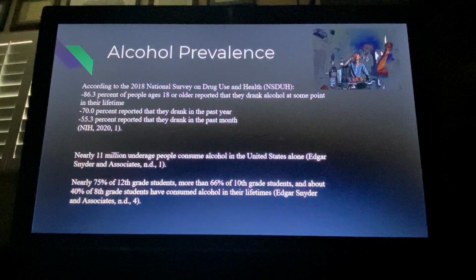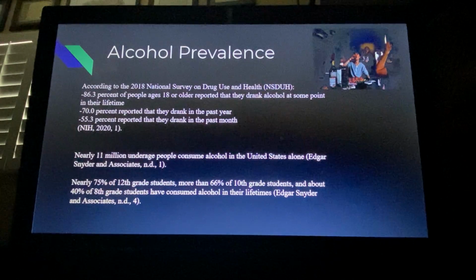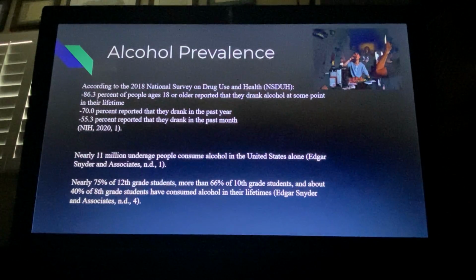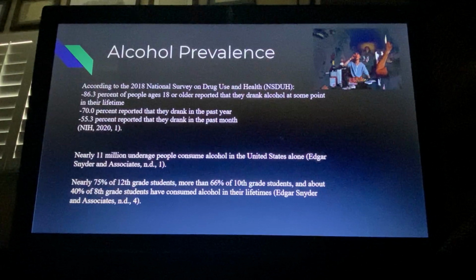Alcohol prevalence. It's really prevalent in today's society to use alcohol. 86.3% of people ages 18 or older have reported that they've drunk some type of alcohol in their lifetime, which is a substantial amount. 70% of people drank alcohol in the past year, and over half the population in the US said that they drank alcohol in the past month. So that's a lot of people drinking. Nearly 11 million people underage have consumed alcohol in the US, and it's also prevalent among high schoolers and even in middle school. So alcohol is definitely a really huge part of our society.